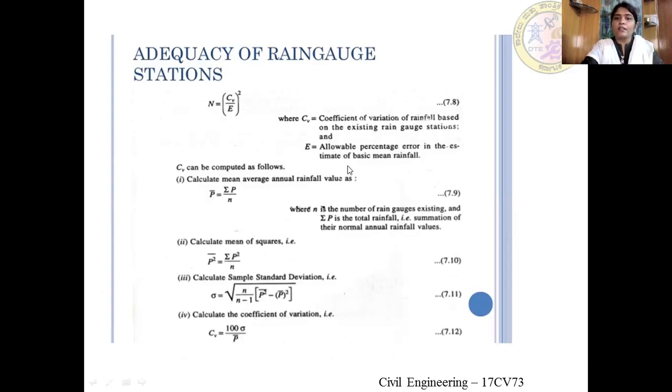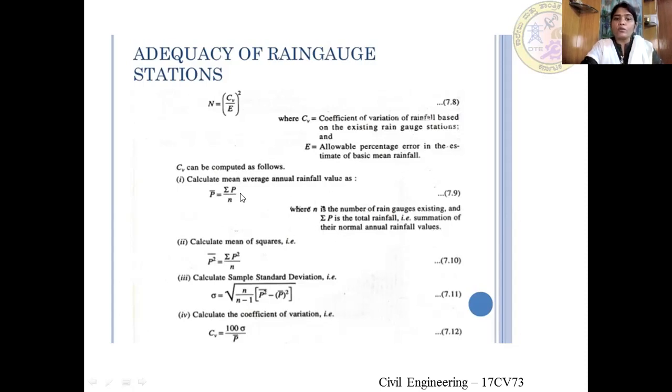So they give us this option as the allowable percentage error in the estimation done on the basis of mean rainfall. Further, CV, the coefficient of variation of rainfall, is computed where first we determine P bar, from all the precipitations at the different rain gauge stations in that catchment area, 1, 2, 3 or A, B, C, D, which are P1, P2, P3, P4, up to Pn.